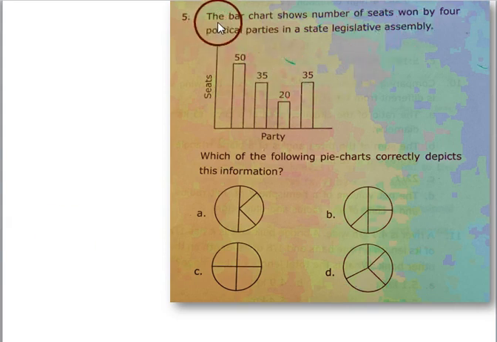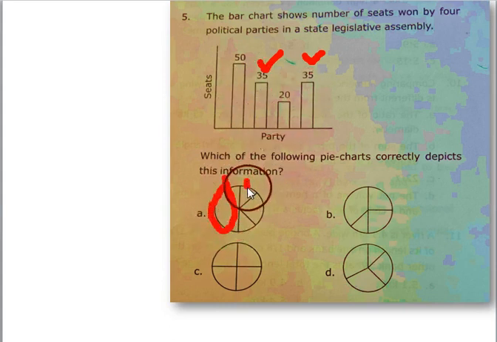Now this bar chart shows seats won by four political parties in the state. Seats are like here: 50, 35, 20, 35. Which of the following pie charts correctly depicts this information? You may be confused, like the 35 and 35 are equal, and with equal partitions you may choose this one as the correct answer because it's 50. So this half is 50, then 35, 35. This one is 35, this one is 35. But this is, I think, not 20, and moreover, this is the wrong answer.